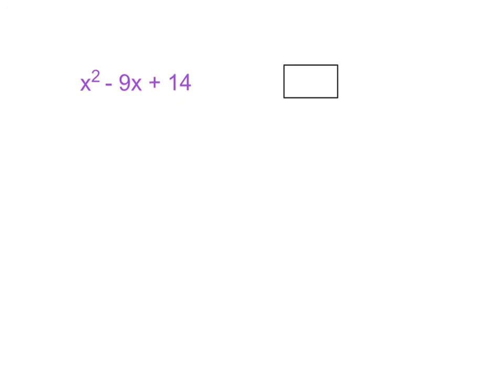If that first example was a little confusing, that's okay at first. It just takes some practice. So let's try the second one. Again, we're going to take our constant term, which in this case is positive 14, and we're going to write that in this box. Now we're going to list all the factors of 14. 1 times 14 is 14, and 2 times 7 is 14. Are there any other factors of 14? No. Now we are going to add them. 1 plus 14 is 15, and 2 plus 7 is 9.